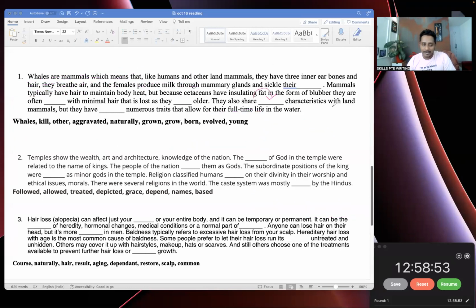They also share dash characteristics with land animals, but they have dash numerous traits that allow for their full-time life in the water. What is the answer for the fourth one and fifth one? The fifth one is others. They have other numerous traits. Other numerous. Fourth one? The fourth one I have written as aggravated. No. Any other person? I think some blank. I've missed it here. Aggravated. Sure. Excellent, Vijay.